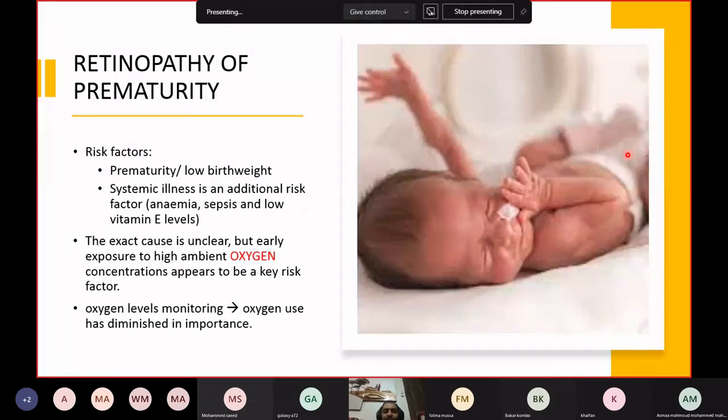Okay, so let's move to another rising health problem, which is retinopathy of prematurity. This is a disease that we see in infants born prematurely. The risk factor: in the past, we used to tell the patients that oxygen treatment is the main risk factor. Now this has changed. Now prematurity itself is the main risk factor.